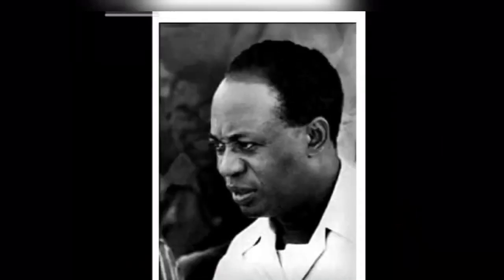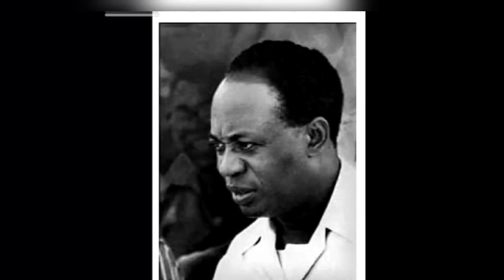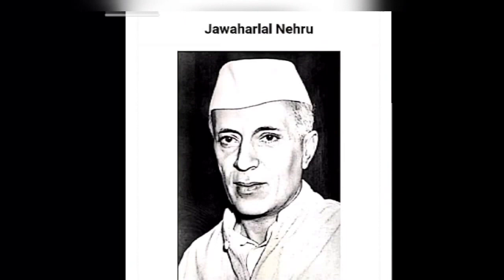The next personality is Kwame Nkrumah, who belongs to Ghana, an African country. So these are the personalities. They met together and established the Non-Alignment Movement. Who are they?